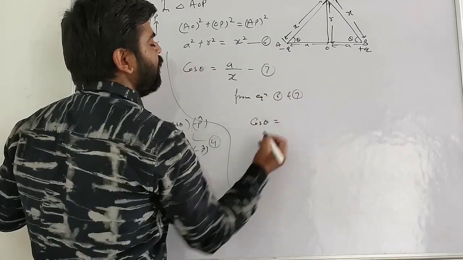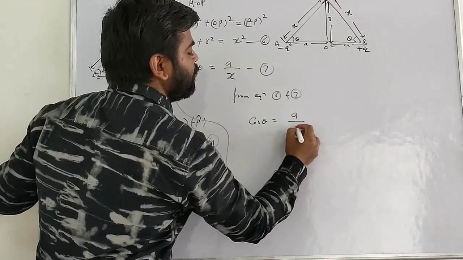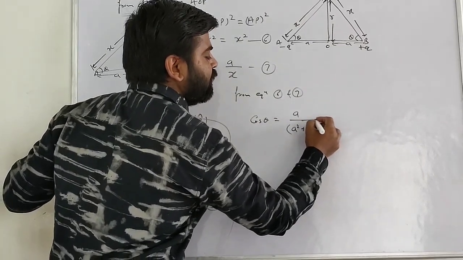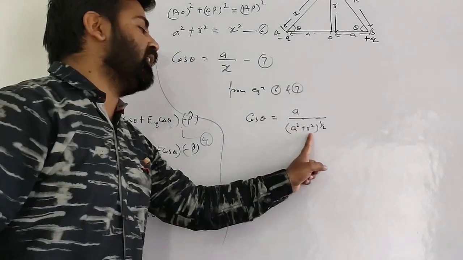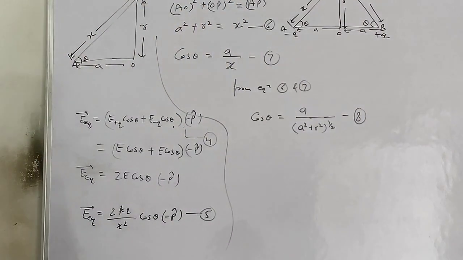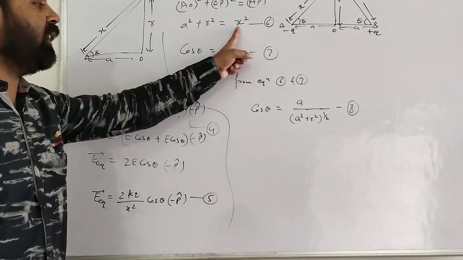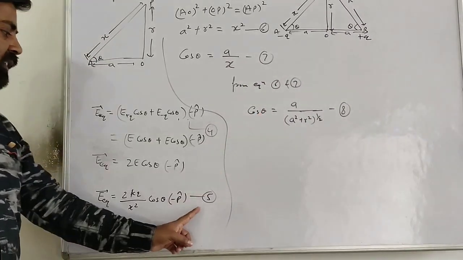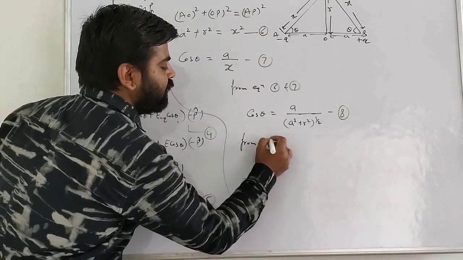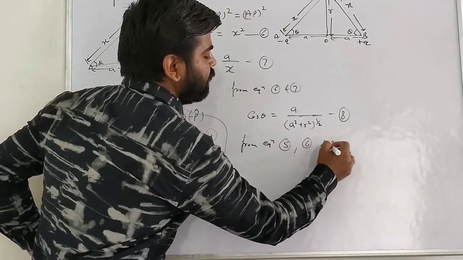From equation 6 and 7, cos theta is equal to a upon x. x can be written as under root a square plus r square, where the under root can be shown as power half: a square plus r square power half. This equation is equation 8. Now from equation 6 and 8, the value of x square and the value of cos theta are put in equation 5th.